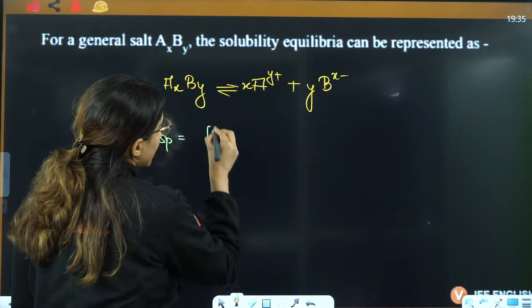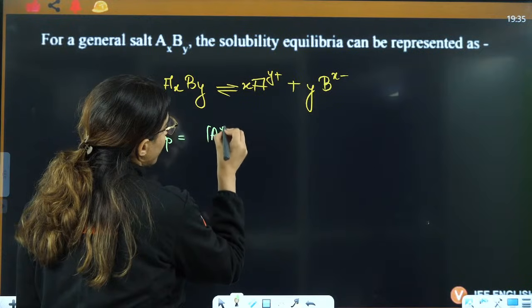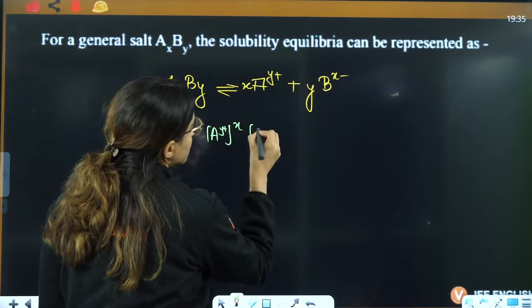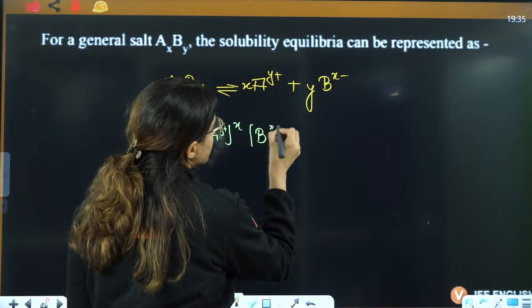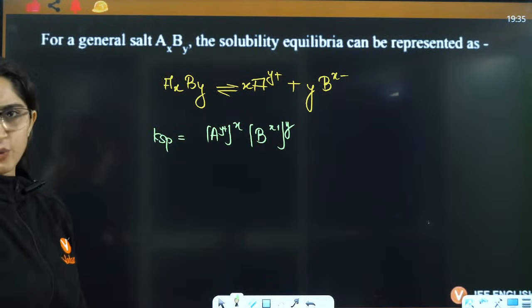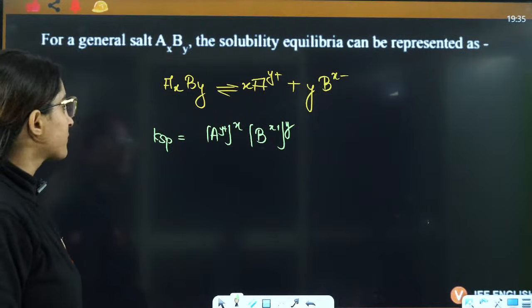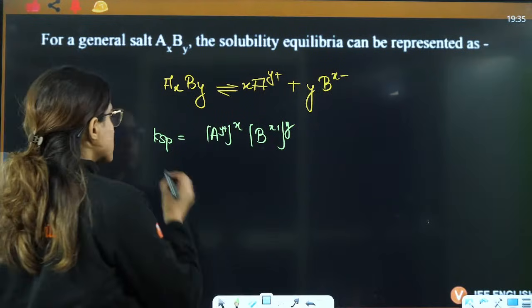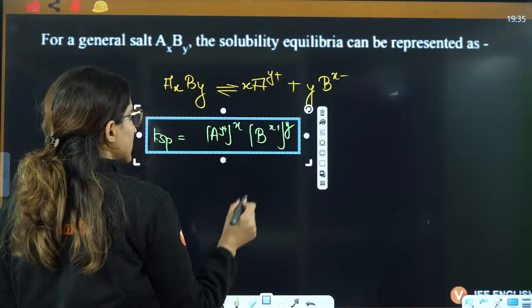Product is A_y positive raised to power x, this is B_x negative raised to power y. And this is a solid, so we don't need to write it, right? Okay, that means this is the first way of writing.